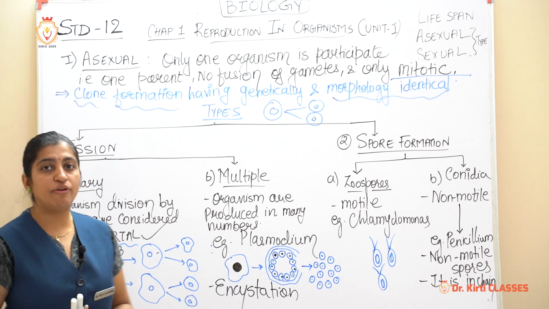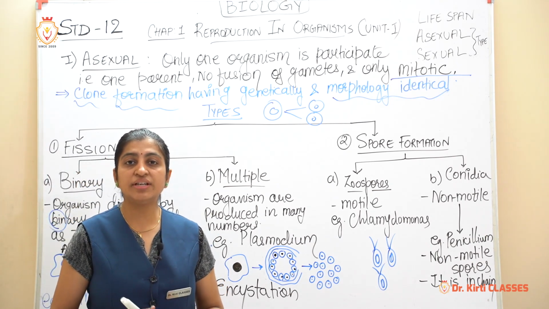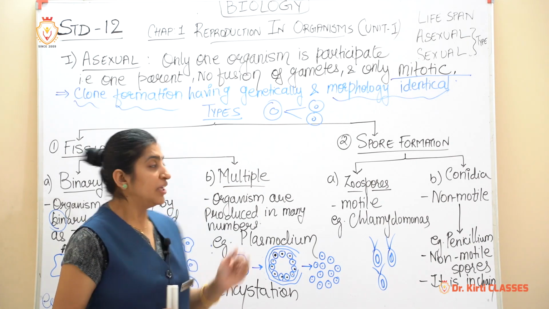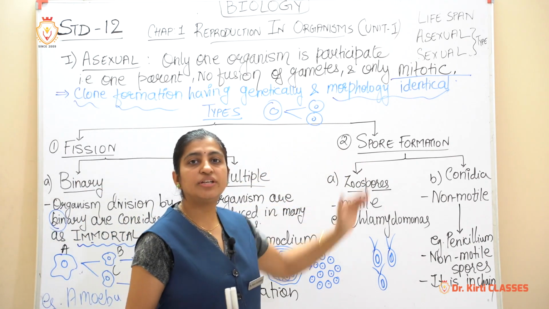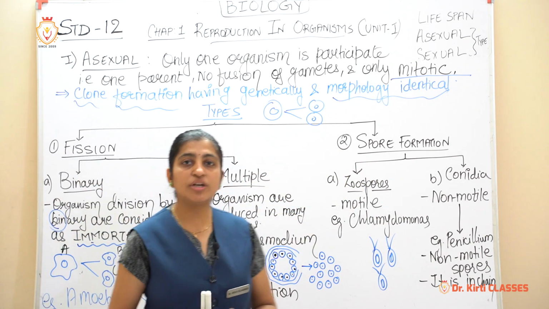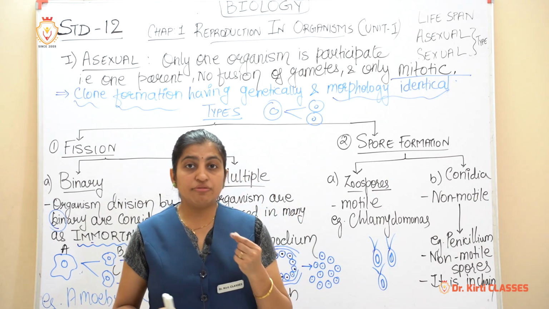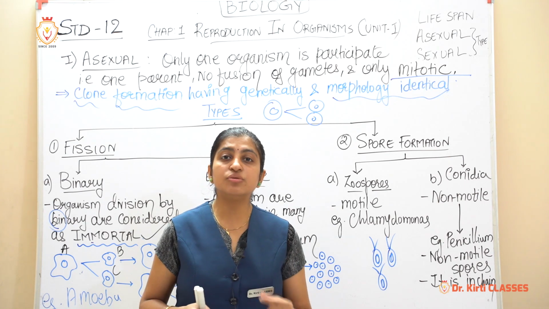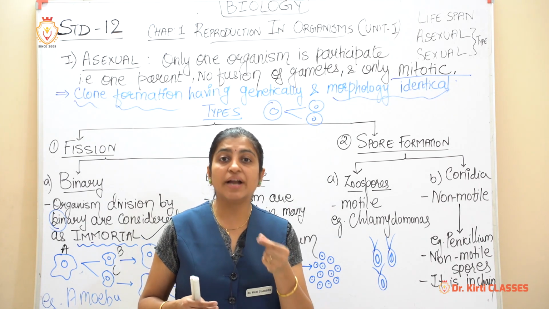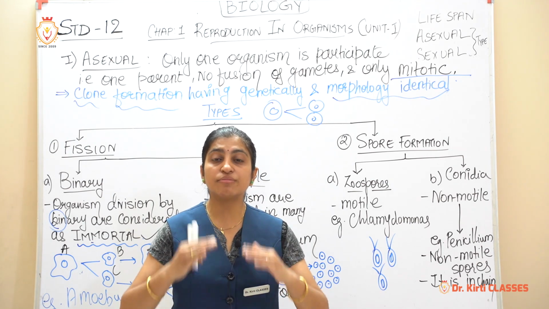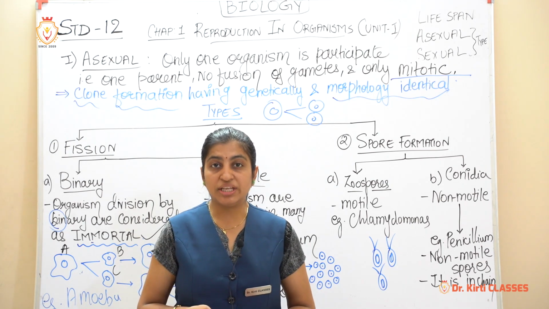So this is the first type, fission, having 2 types, binary and multiple. We will see the second type of asexual reproduction, known as spore formation. The spore is a reproductive part of that particular body which is helpful for the formation of a new plant body, right?